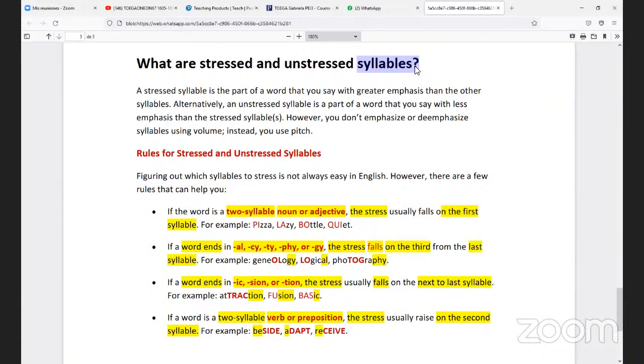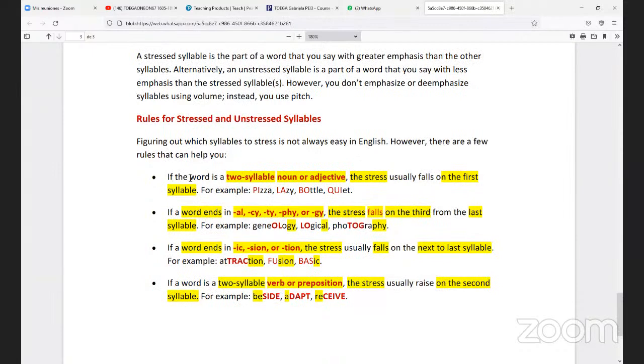When do we know how to read the words? We have some rules about stressed and unstressed syllables. The first rule is this: if the word is a two-syllable noun or adjective, but it has to be two syllables, okay? Which are the most common? It could be many adjectives, like short adjectives. It could be places, animals, objects. But always when we talk about two syllables.